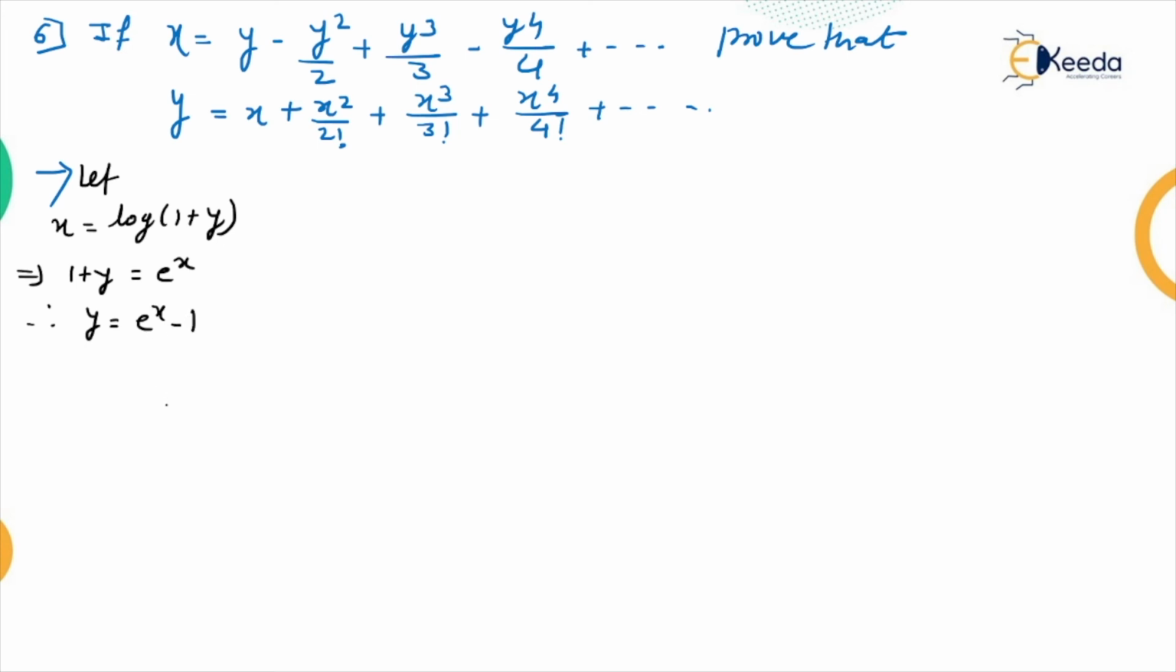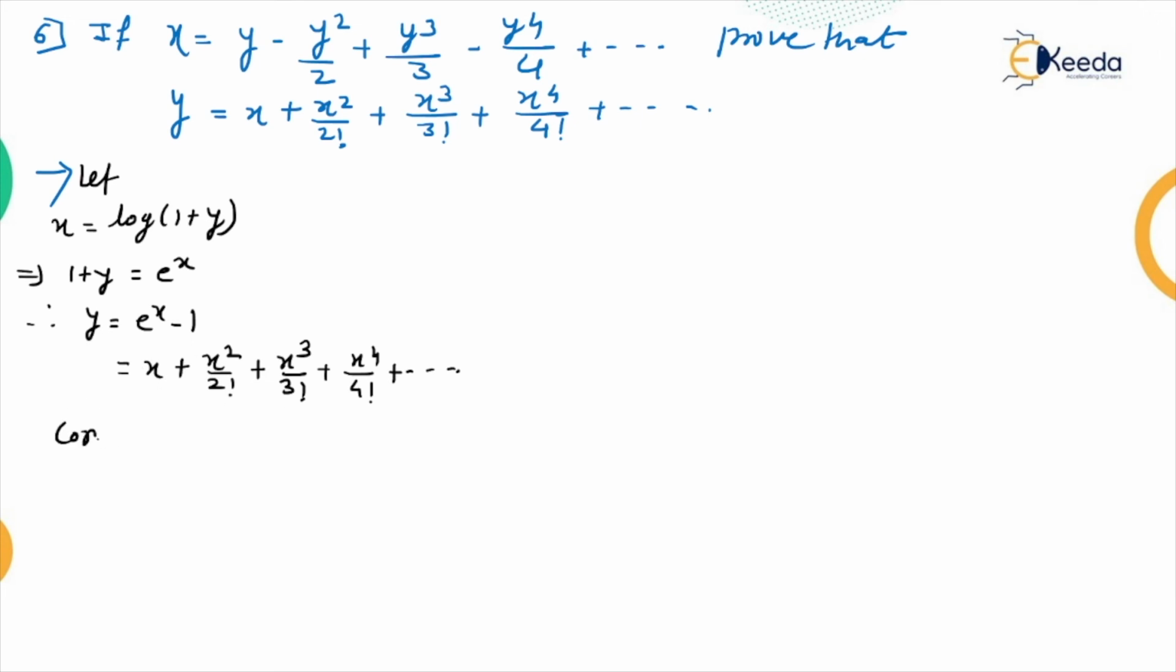And you know that very well, this is the series expansion, this can be written as x plus x square divided by 2 factorial plus x cube divided by 3 factorial plus x raised to 4 divided by 4 factorial plus and so on. So this is nothing but the series expansion of x.